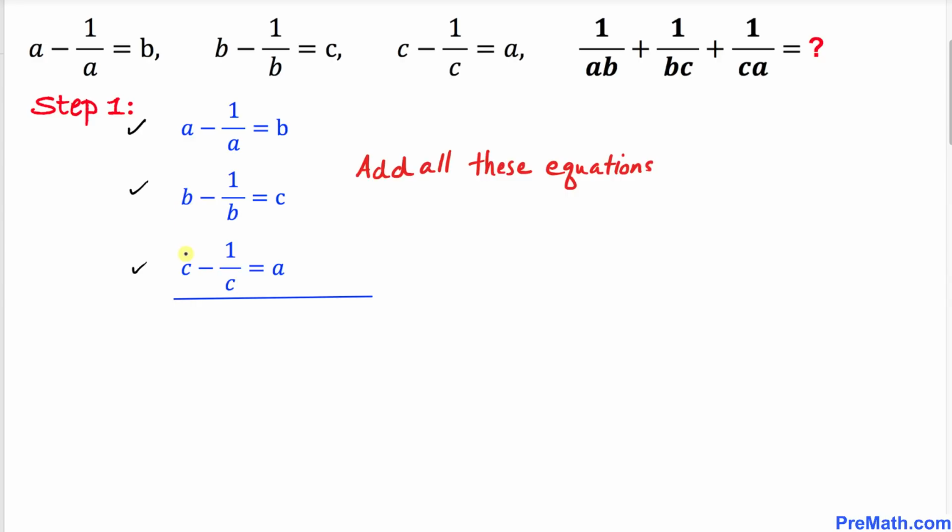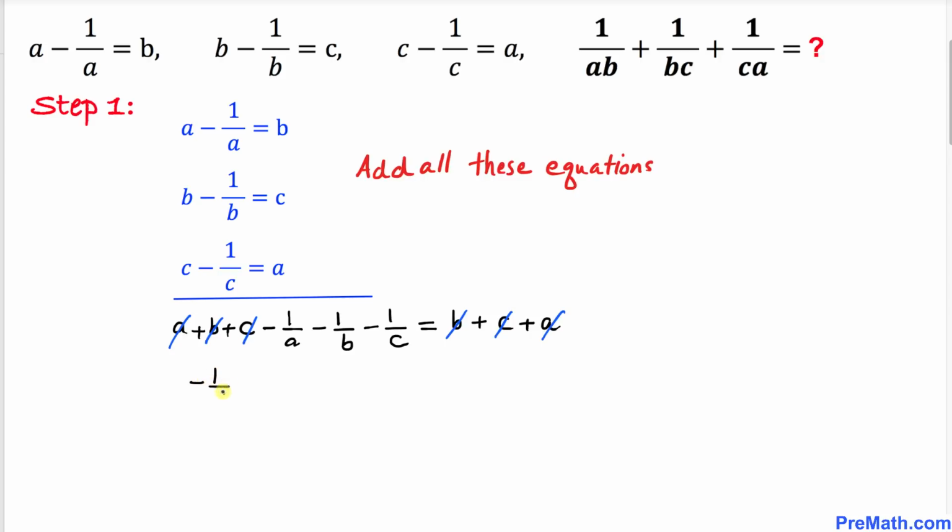If we add them, on the left hand side I'm going to write down A plus B plus C, likewise negative 1 over A minus 1 over B minus 1 over C, equals, on the right hand side, B plus C plus A. Now we can see this A cancels with this A, this B cancels with this B, and this C cancels with this C. So we ended up with negative 1 over A minus 1 over B minus 1 over C equal to 0. Let's remove this negative sign.